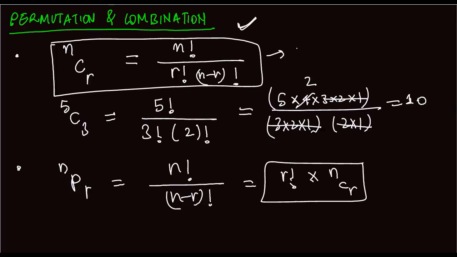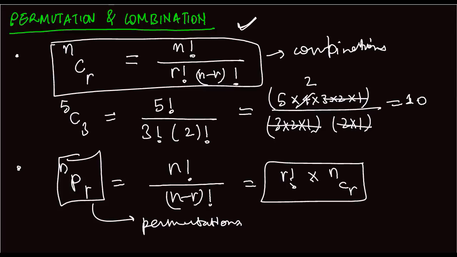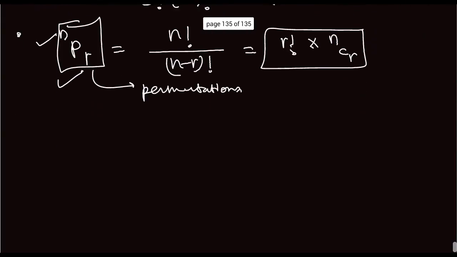This is called the combination of things. This is called the permutations of different things. So this is the value of how many permutations you can make of r different things from n objects. And this is for combinations: how many different combinations you can form of r things from n objects. So these are the two basic formulas, nCr and nPr.